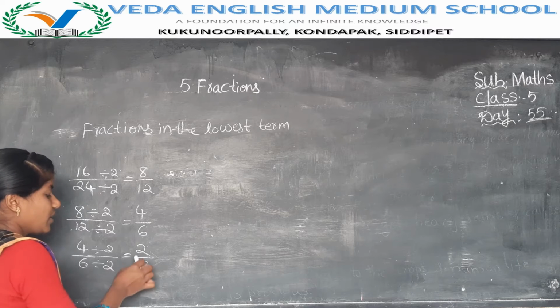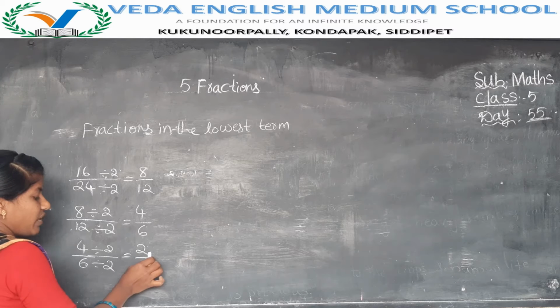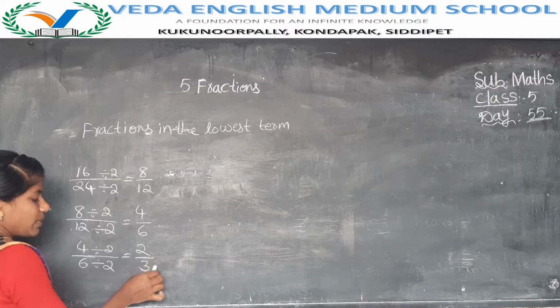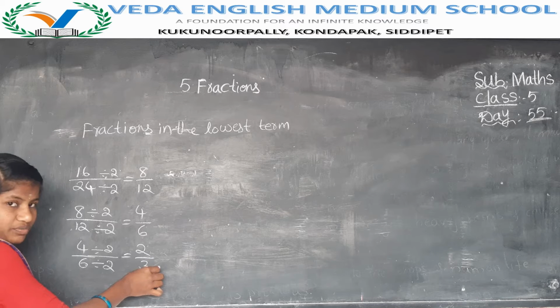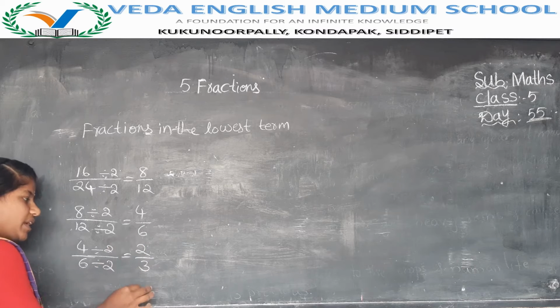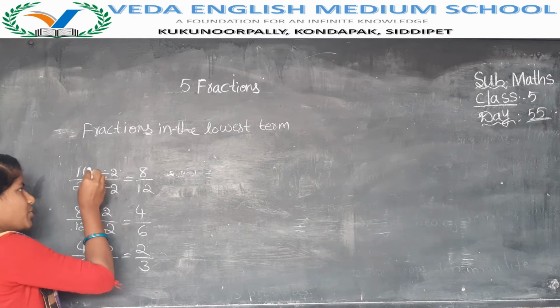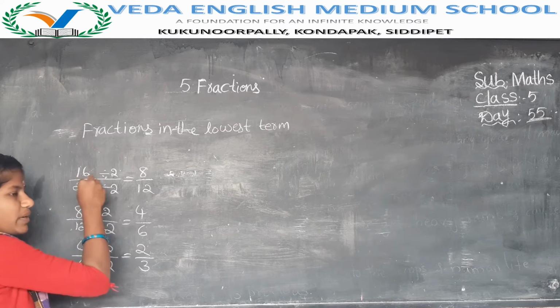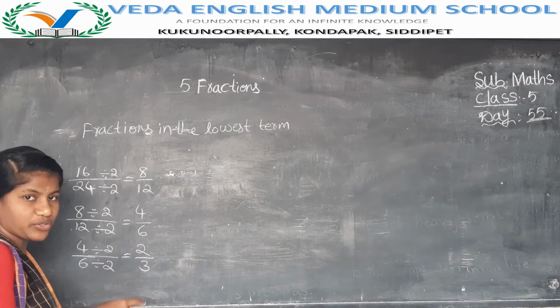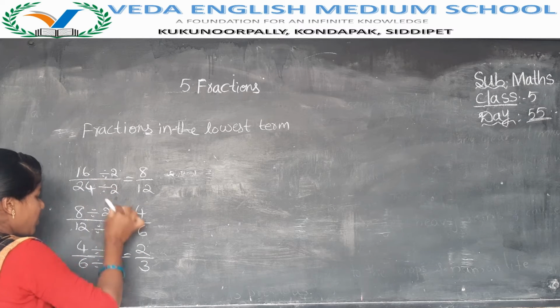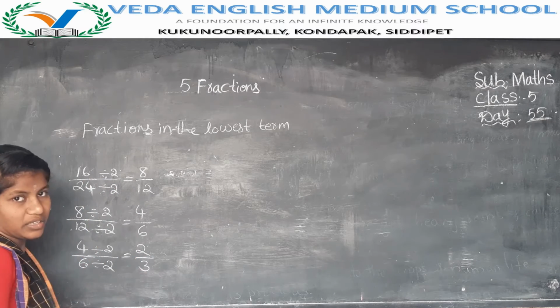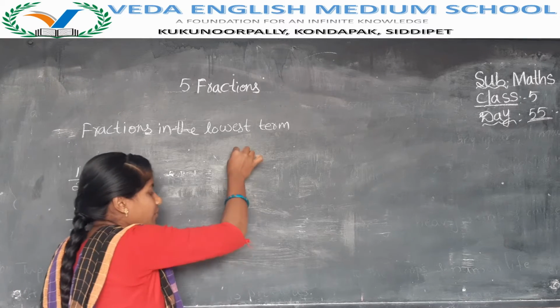For example, if you divide 2 by 2, in the 2 table 2 is possible, but is 3 possible in the 2 table? No. So how do you have to take? The two numbers, numerator and denominator, should be divisible by the same number. Like that you have to choose. So the lowest form of 16 by 24 is 2 by 3. Like this, it is the lowest form of a fraction.